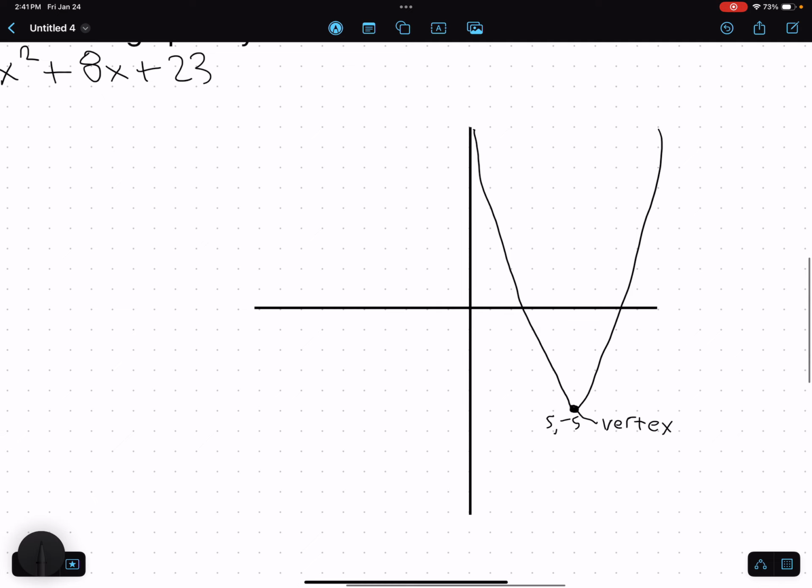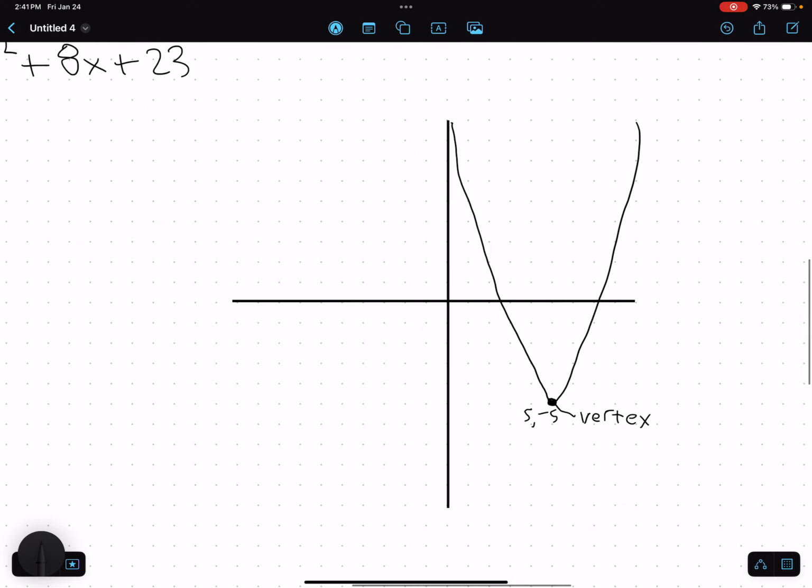The important thing to remember for this problem is that every parabola has a vertex point, and it's at the bottom of the curve where the two lines of the parabola come together. In this case, it's this point right here at 5, negative 5. That's the vertex point. Notice it's right in between the two wings of the parabola, if you want to call them that.